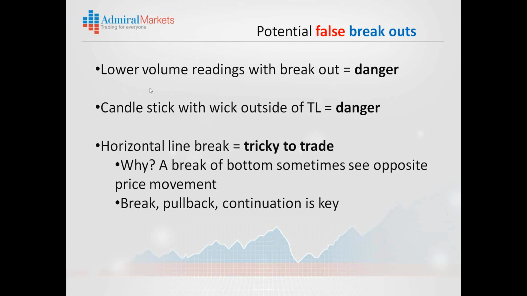But lower volume readings, candlesticks with wicks when breaking outside of the trend line are dangerous. Horizontal line break could be tricky, because sometimes you break the bottom, but you actually do the opposite. You go to the up or downside, the opposite of the trend. So in that regard, if you have a horizontal line break, sometimes it's actually better to wait for break, pullback, continuation, for example. Those are good ways of negating that risk, which you always have when you're trying to trade with an impulse or trying to catch an impulse in the same direction of the trend.